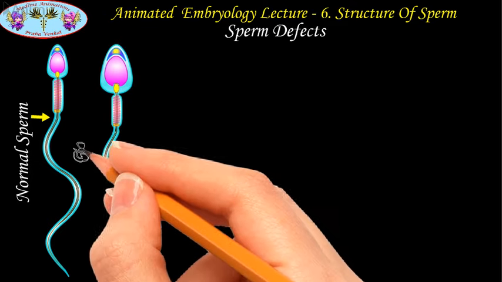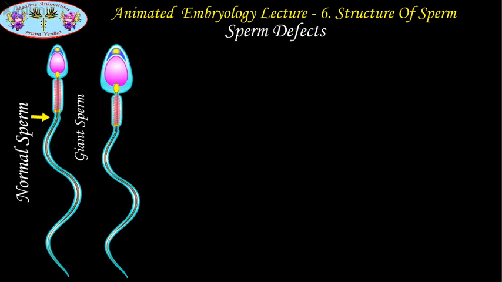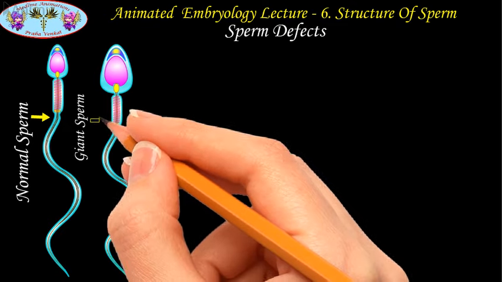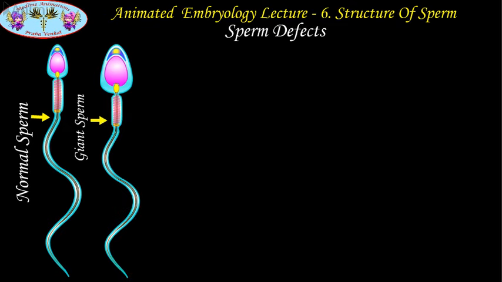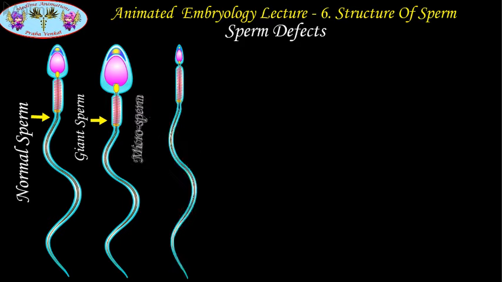The first one is the giant sperm. Sometimes the chromosome and the nucleus will not get condensed properly. Added to that, the sperm will not lose its cytoplasm, which leads to the formation of a giant sperm. This will interfere with the speed of the sperm and make him a loser. The next one is the microsperm. Sometimes the sperm loses most of its necessary machinery and becomes a microsperm that makes him ineligible to fertilize an egg.